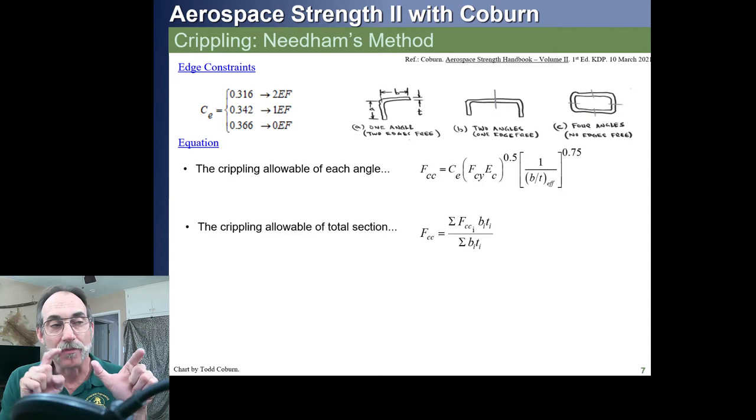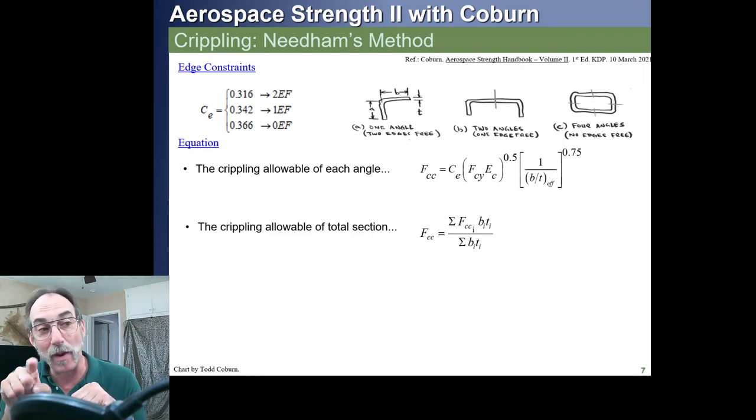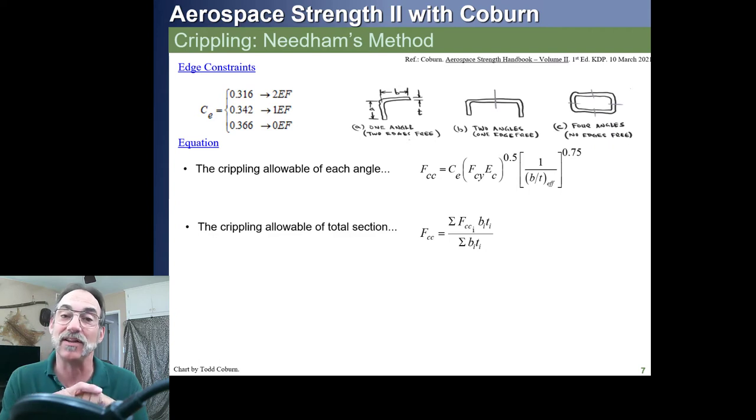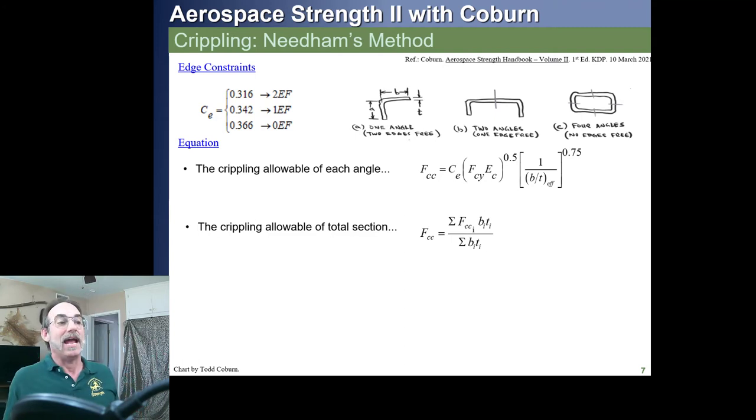Once again, in our three examples above, we have a single angle, two angles, and three and four angles, right? If the sections B and C are both symmetric, then you really only calculate one crippling allowable, and the weighted average will be exactly the same as the single angle value. But if your flanges are not the same length, your A and B are not the same length, and if the thickness of the flanges are different, then you may have as many as one of these values for each and every angle, and then you will have to use this equation in order to calculate the crippling allowable of the entire section.